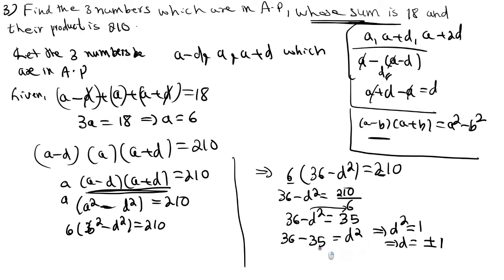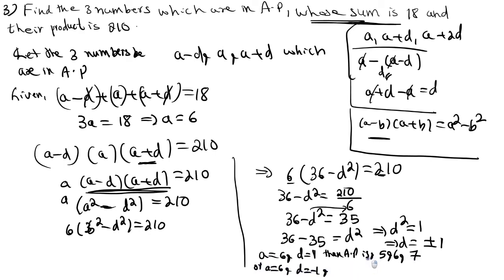Now we have a value equal to 6, and d value equal to plus 1 first. Then what is the AP? See, a minus d: you will get 6 minus 1, that is 5. Second one, a. What is a here? 6. And the next one is a plus d. a plus d is equal to 6 plus 1, 7. So 5, 6, 7.